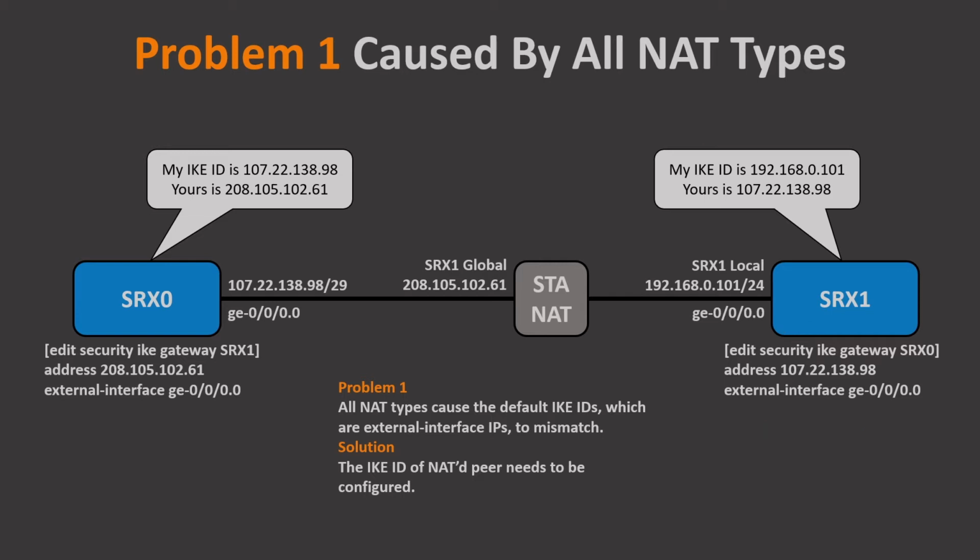And the third way to do this is to just switch the IKE ID to something else, like let's say a host name. So we could configure the remote IKE ID on SRX 0 to be SRX 1 and the local IKE ID on SRX 1 to be SRX 1. Now they both agree on what the IKE ID for SRX 1 should be.